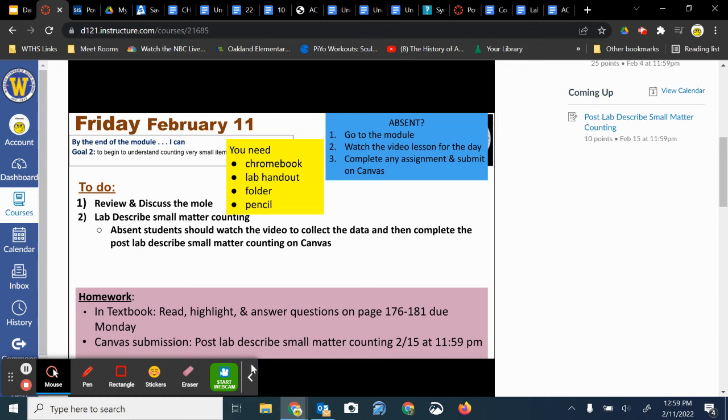Today is Friday, February 11th. All right, so today we are going to review and discuss the mole, and then we are going into the lab. The lab is called Describes Small Matter Counting.